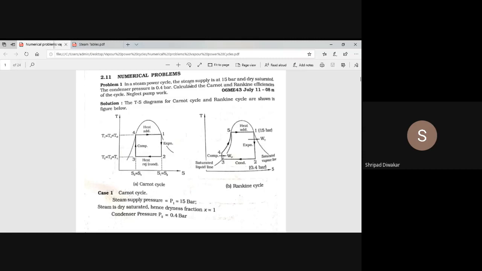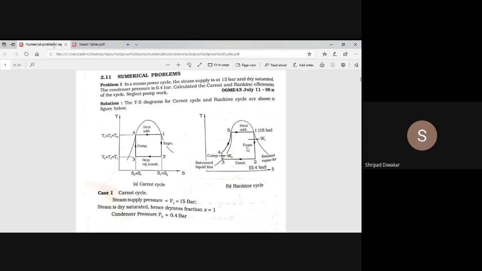Okay, and then condenser pressure, that is P2, is given as 0.4 bar. You remember condenser pressure is always less than your boiler pressure, because in the turbine the expansion happens. As the expansion happens, pressure decreases. So we'll have the higher value in the boiler, and the lower value in the condenser. Okay. P1 is 15 bar and P2 is given as 0.4 bar.